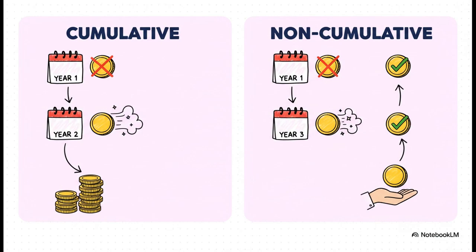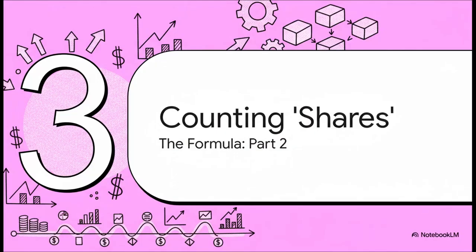Now, if they're cumulative, think of it like this. Any unpaid dividends stack up like a debt that has to be paid before ordinary shareholders see a single penny. So for our EPS calculation, we deduct that dividend amount every single year, whether it was paid or not. But if the shares are non-cumulative, a missed dividend is just gone forever. In that case, we only subtract it from earnings in the year it's actually paid out. It's a huge distinction.